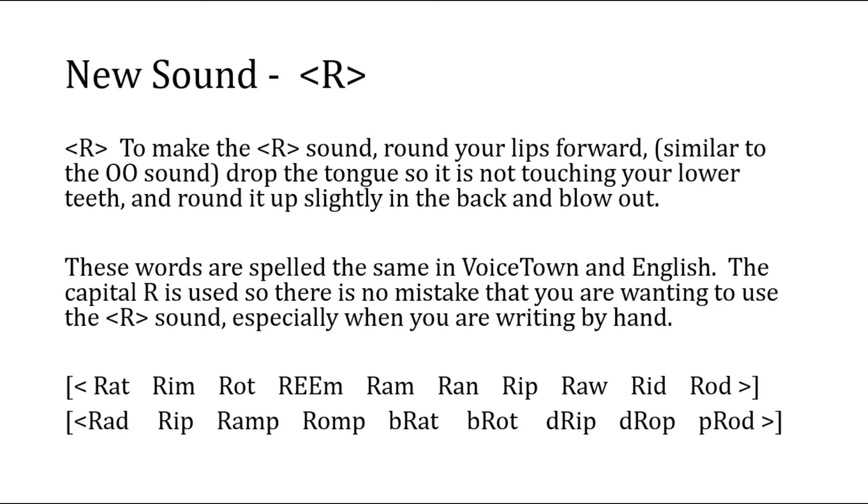These words are spelled the same in Voicetown and English. The capital R is used so there is no mistake that you are wanting to use the sound, especially when you are writing by hand. Rat, rim, rot, ream, ram, ran, rip, raw, rid, rod.